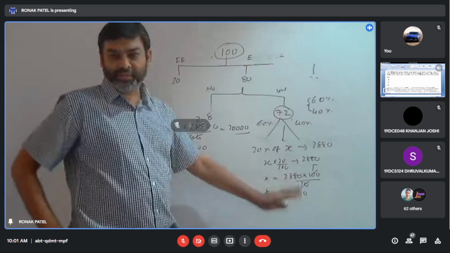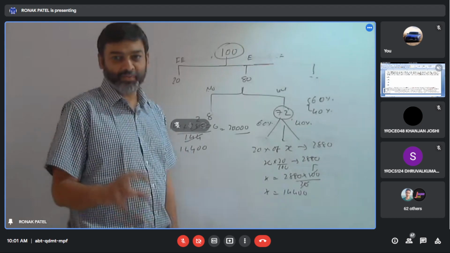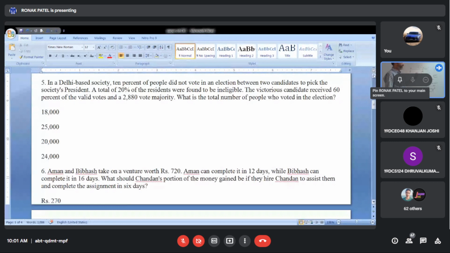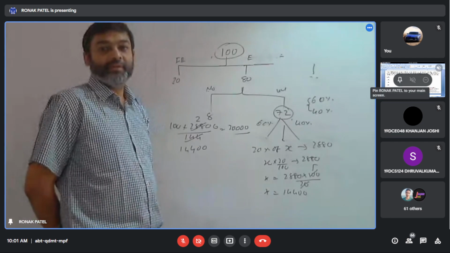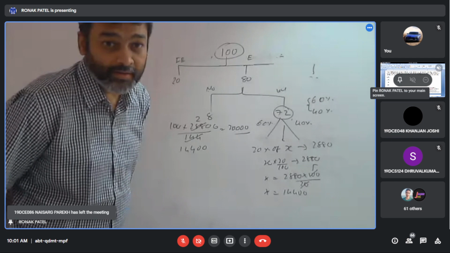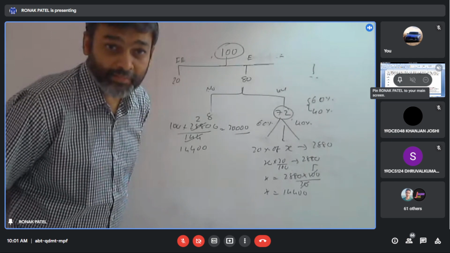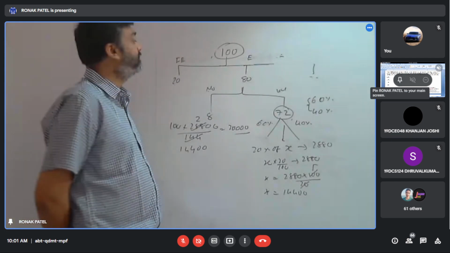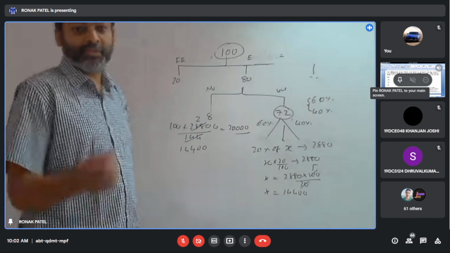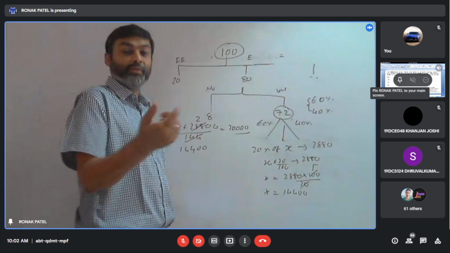Let me leave this up because I have taken it directly from a website, so there might be some wrong data. If you go with 20,000, suppose that is the total number of people who voted in the election. Out of 20,000, 10% of the total people did not vote, so they have written. Or is it 10% of eligible people, or total people of society?